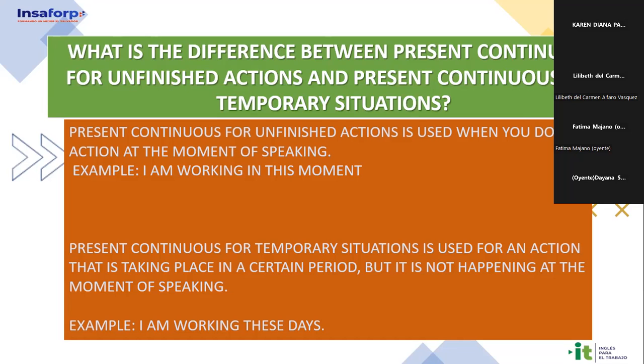So the action that you are doing in the moment of speaking, that is why I told a classmate of yours that the example of I am watching TV didn't fit, because she wasn't watching television. She was in the class, receiving the class. So you say the present continuous when the action is at the moment of speaking. Present continuous for temporary situation is used for an action that is taking place in a certain period, but is not happening at the moment of speaking. For example, I am working these days. Like Maylie said, I am writing a report these days. She wasn't doing the action, but the action was in progress.